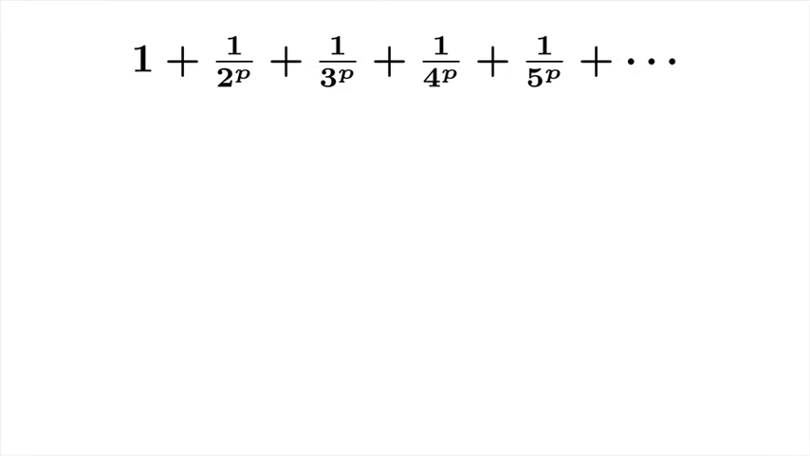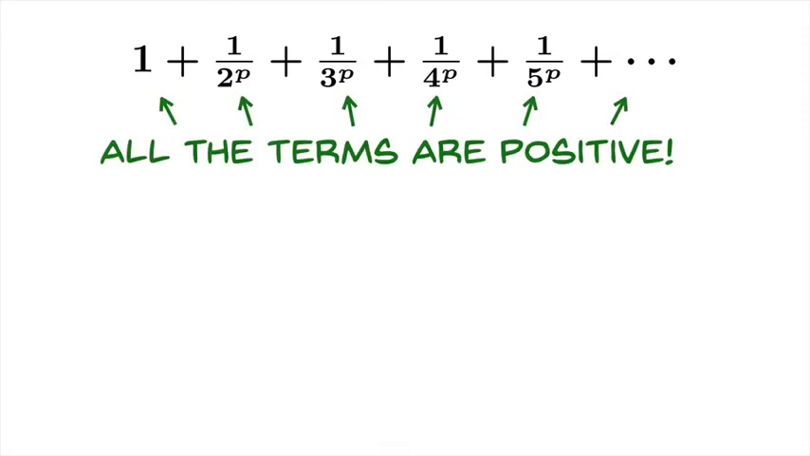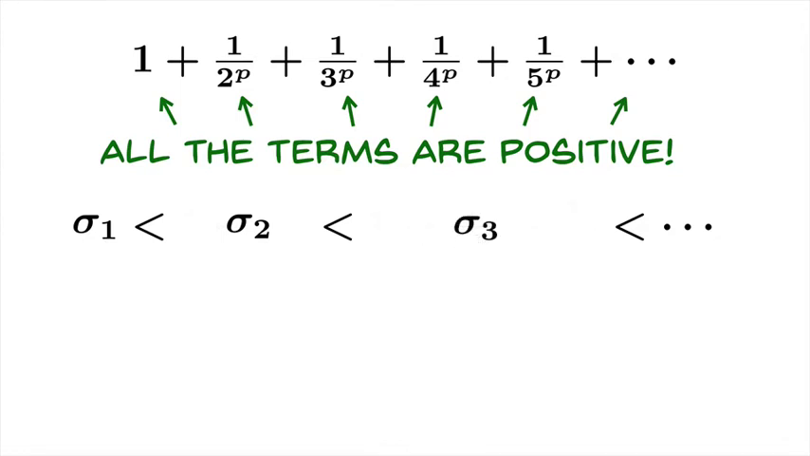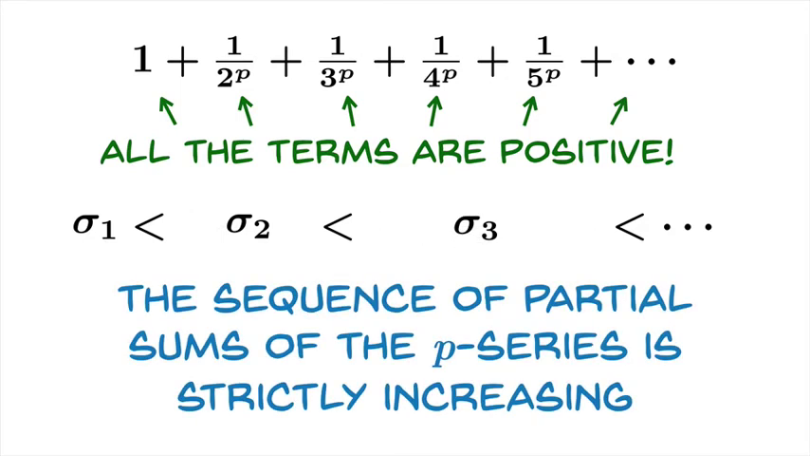All right, with these lemmas in hand, we're going to go back and analyze our p-series. So the first thing we'll notice is all the terms of the p-series are positive, and this has a very simple consequence. If you start cranking out the partial sums, you'll notice that each time you calculate a new partial sum, you're adding a positive number to the old partial sum. So sigma 1 has to be less than sigma 2 and less than sigma 3 and so on. So the lesson here is the sequence of partial sums of the p-series is clearly strictly increasing.